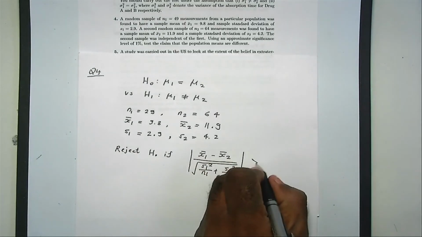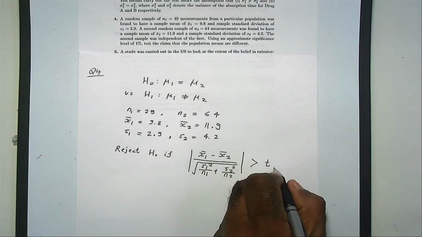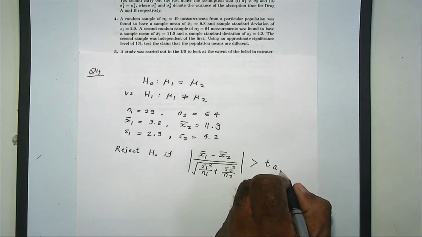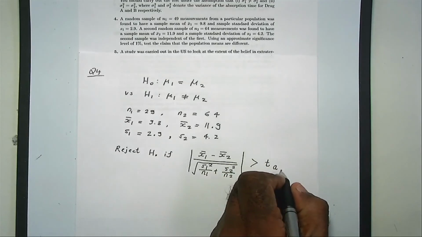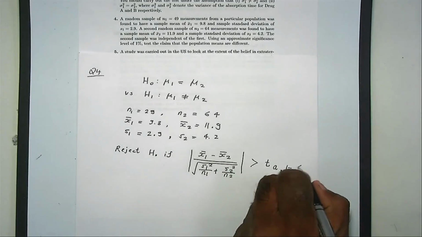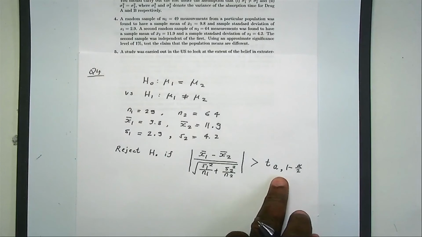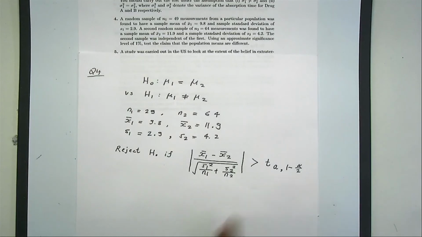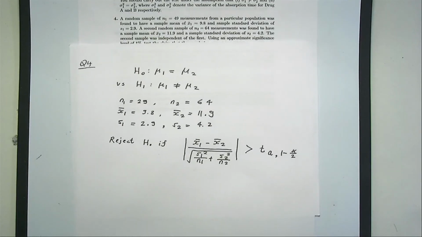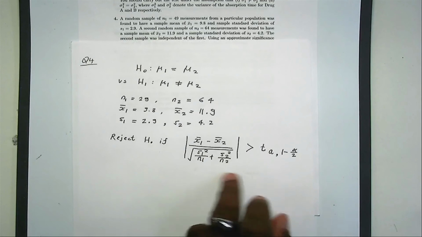This is greater than t with the degrees of freedom given by A and 1 minus alpha by 2, where A takes a complicated expression that is given in the video or the typed notes. Now let's see how we can compute this and this.